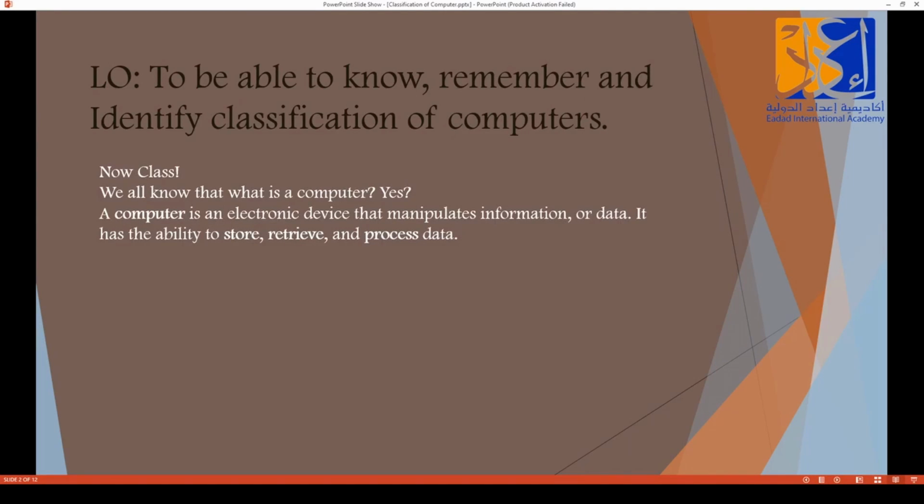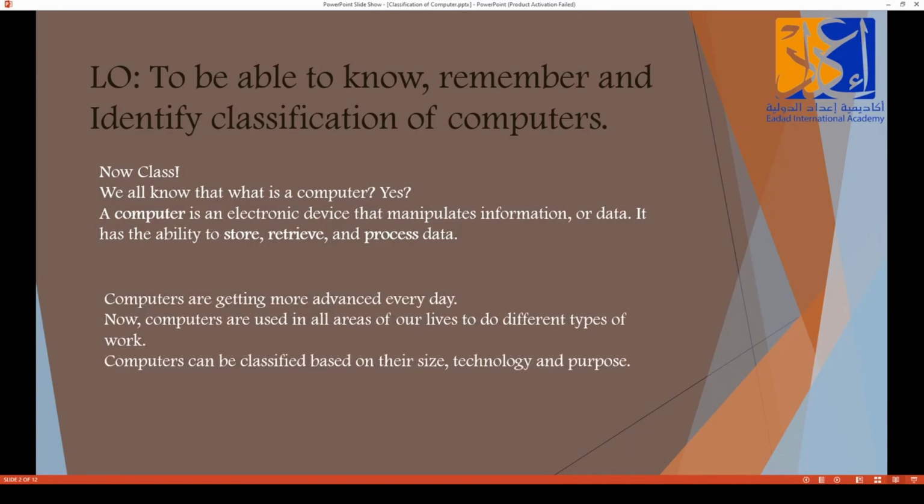So we all know now what a computer is. Yes, a computer is an electronic device that manipulates information or data. It has the ability to store, retrieve, and process data. We all know now how to work on computers. We all know how fast it works, how fast it stores everything. Computers are getting more advanced every day. Now computers are everywhere, in every step of our life, in the form of PCs, in the form of mobiles. Everywhere is computers nowadays. Do you all agree? Computers are used in all areas of our lives to do different types of work.